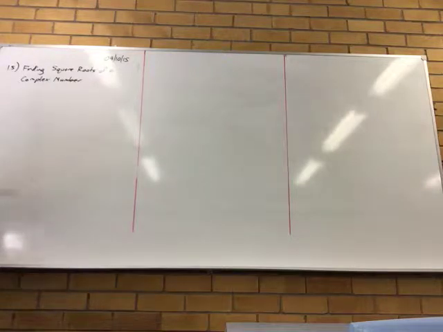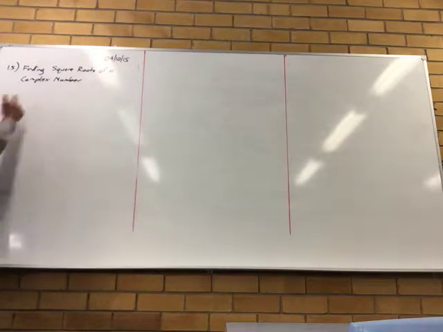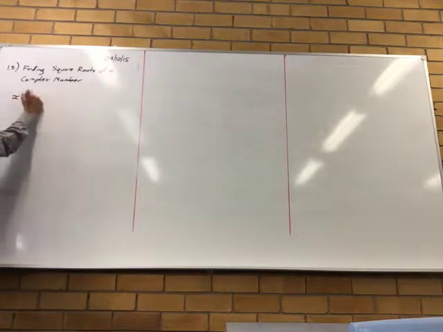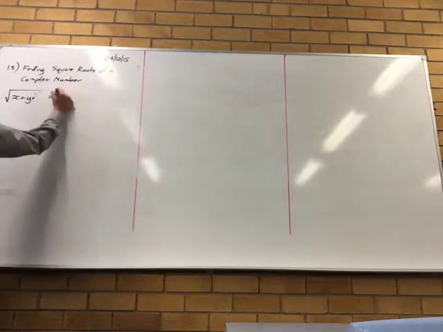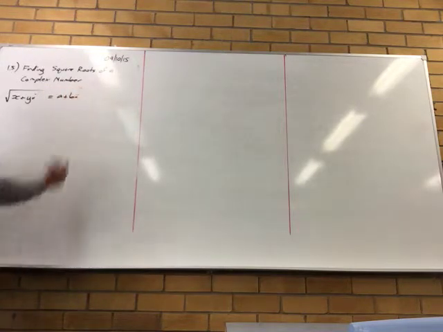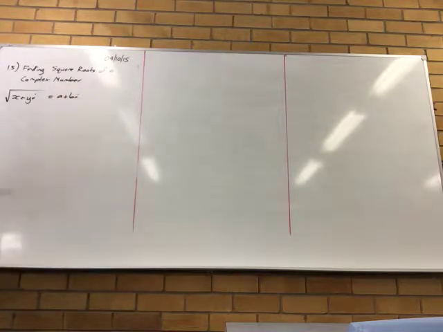Alright, so we're going to have a look at finding square roots of a complex number. So what we're going to do is take the square root of a complex number z equals x plus yi. In other words, we've got a complex number, x plus yi, and we want to take the square root of that. So we set that equal to a plus bi, which will be the format of your solution.